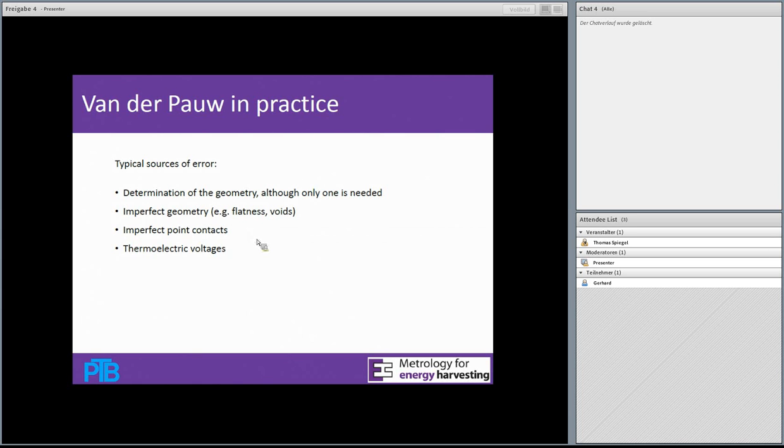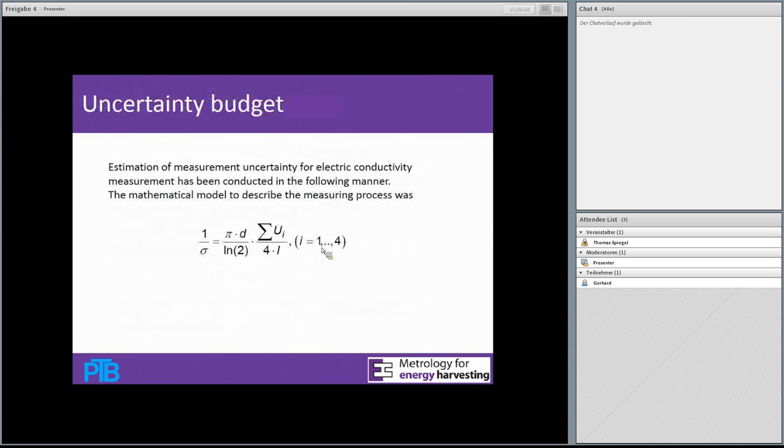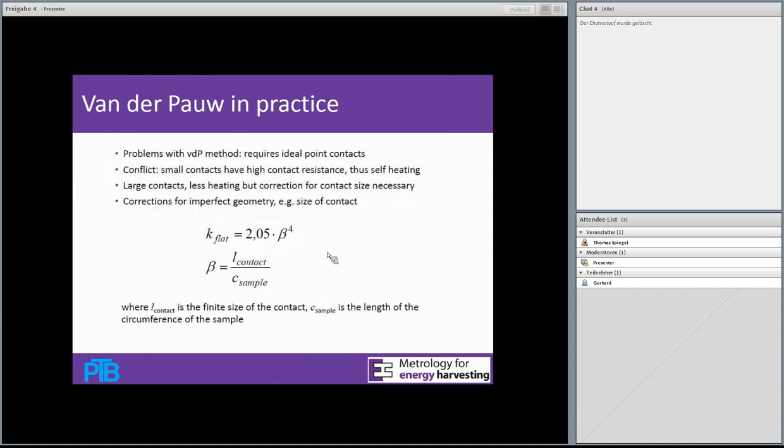And also you have to deal with the imperfect geometry of the thickness. Both surfaces have to be parallel and flat and should be flawless. The other thing is that you hardly can get any perfect point contacts. Usually you have some flat contacts there, or you have very small point contacts with the heating effects I described earlier. And the same with all voltage measurements. Again, the thermoelectric voltages may spoil the party.